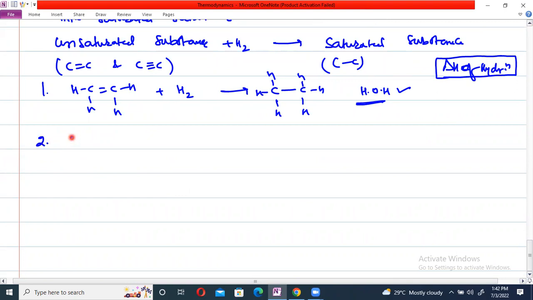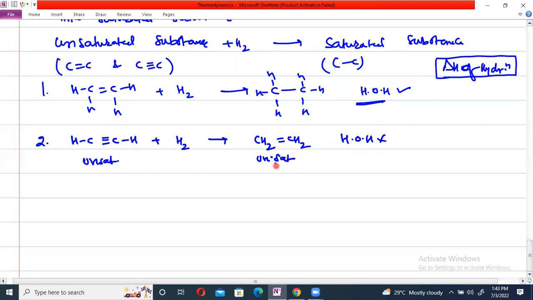Second example: it is HC triple bond CH, and we are adding hydrogen. The triple bond becomes a double bond. But in this reaction, we can say it is not a heat of hydrogenation, because it is still unsaturated. Here we got a compound that is still unsaturated. But a compound which is unsaturated should be converted into saturated, then only can we say that the heat change is called the heat of hydrogenation.